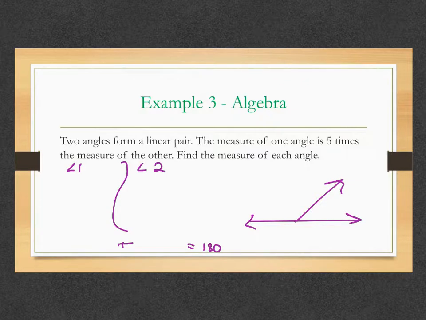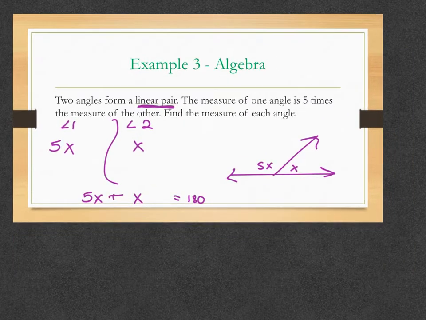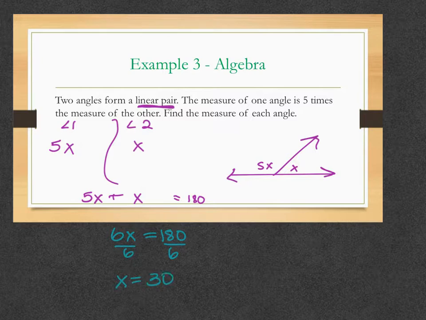What we know about them is that they form a linear pair, which means they're 180 degrees, right? Now the first thing says the measure of one angle is 5 times the measure of the other. So how do I represent these angles? 5x and x. Good. It doesn't matter which one's which. It could be x and 5x or 5x and x. Either way, we know that the sum of these is 180. So then I get 6x equals 180. Divide both sides by 6. X is 30. Is that what it's asking for?